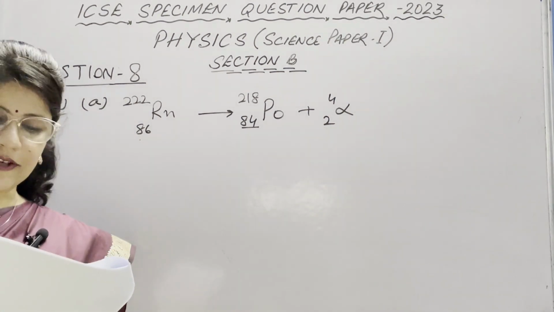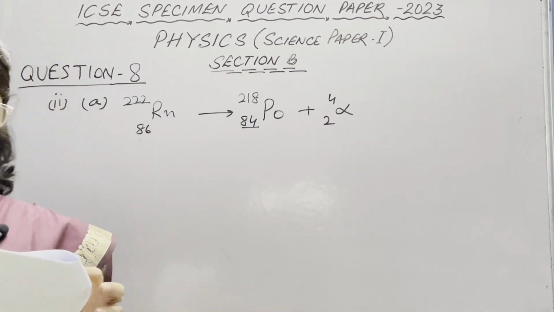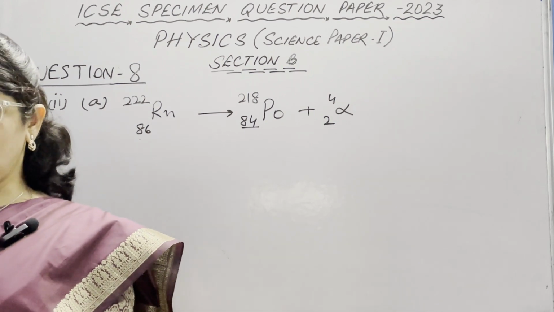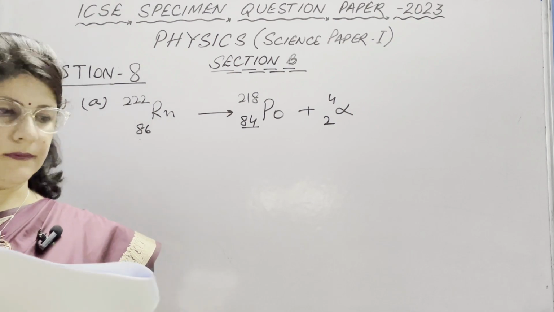Whenever they pass through an electric field, they turn toward the negative plate, as they are positively charged, we know. Now coming to C part of this, in which one diagram is drawn and we need to solve the numerical.